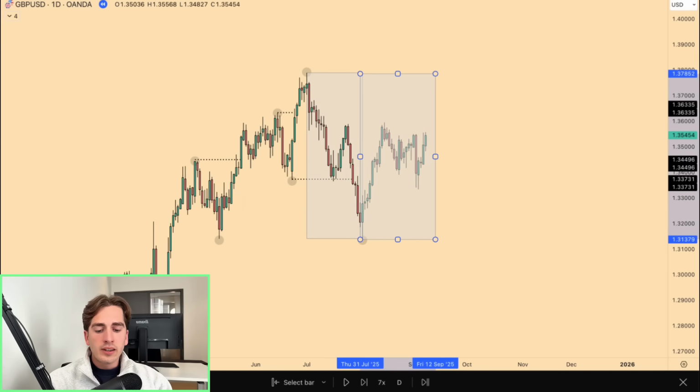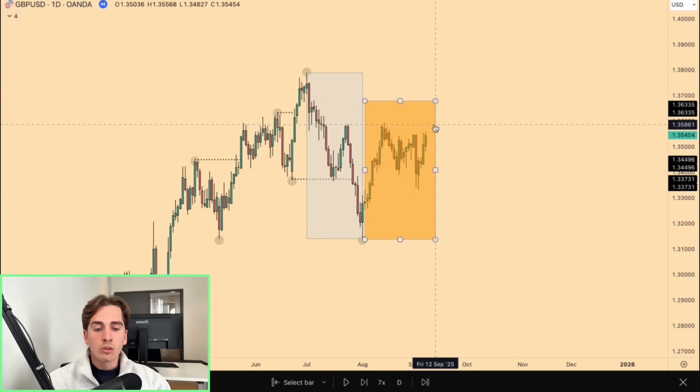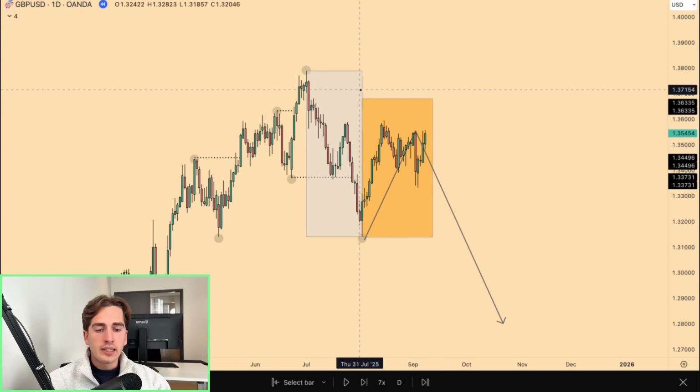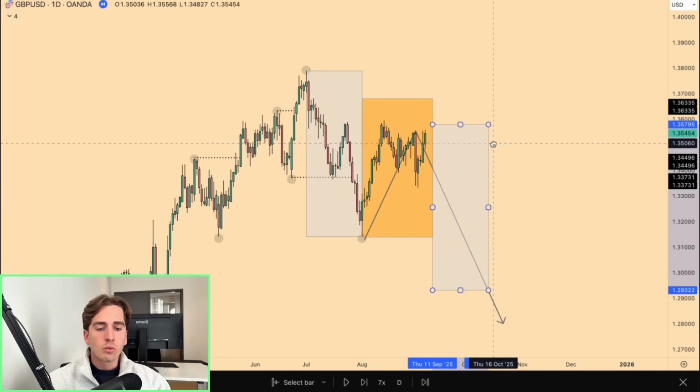So the pullback phase here, I'm going to make nice and orange, and the pullback phase is a phase where we're looking for potential longs as we're trading the overall pullback in towards the upside before the next overall impulsive phase in towards the downside will commence once again.